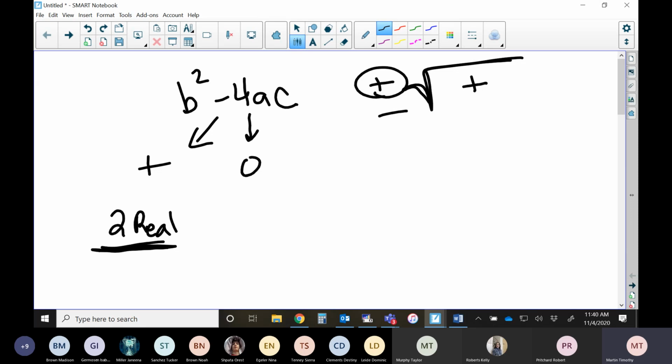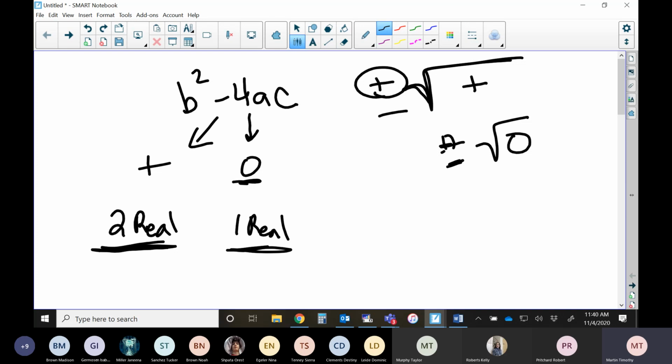Or I could get a 0 underneath the radical. And what happens when I add or subtract 0? You get the first number you started with. So you're going to get the same answer twice, because when I add it, I'm going to get an answer. When I subtract it, I'm going to get that same answer. So you're going to get 1 real root, and it's going to happen twice. It's called a double root. We're going to get to that a lot more in chapter 2.